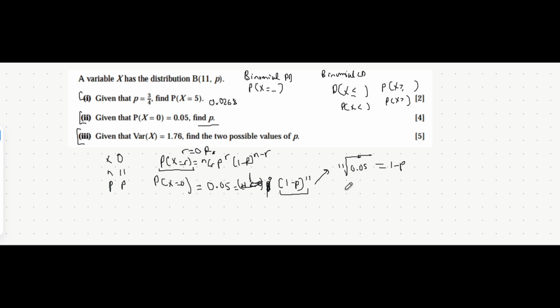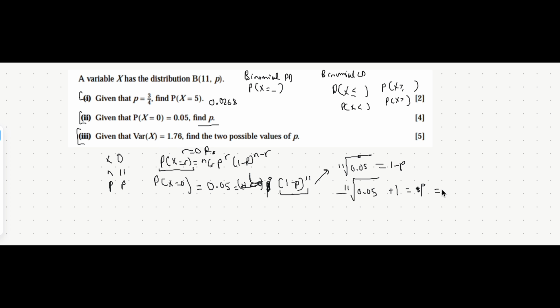You can then subtract 1 from both sides. So it'll be the 11th root of 0.05 take away 1 is equal to minus p. You can then multiply both sides by minus 1. So you get plus 1 here and minus here. Now, putting all of that into your calculator will get you the probability that you're looking for in this question.